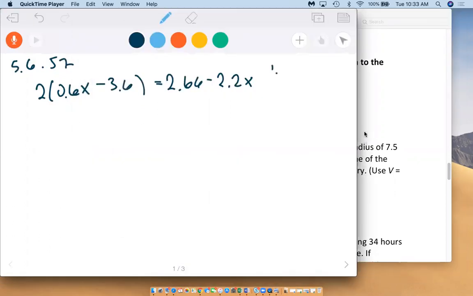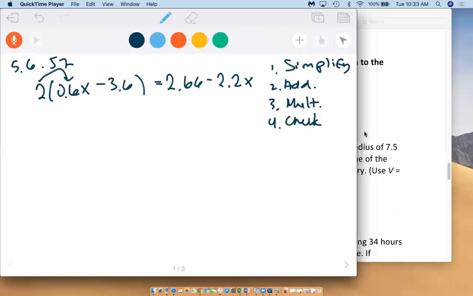We have 1, we need to simplify, right? And 2, we need to use the addition property. 3, we need to use the multiplication property. And 4, we need to check. All right. Is there anything we can simplify here before we go on to the next step? Well, do we have parentheses that we need to distribute through? Yes. We don't have any like terms yet, but we do need to distribute, right?